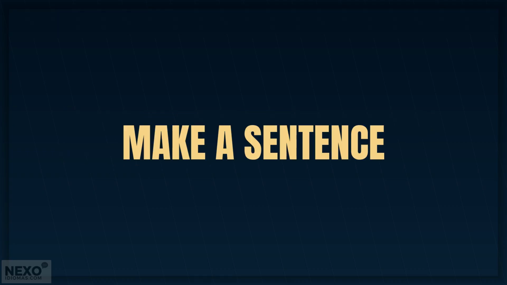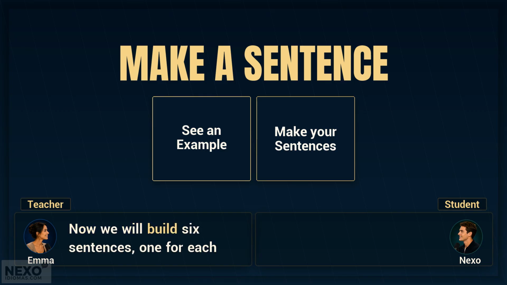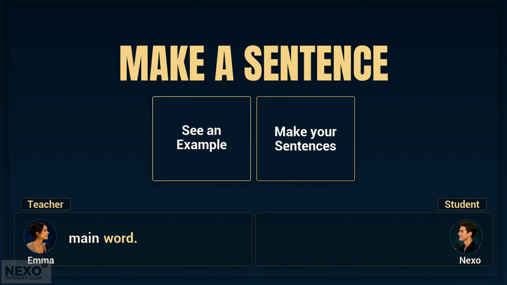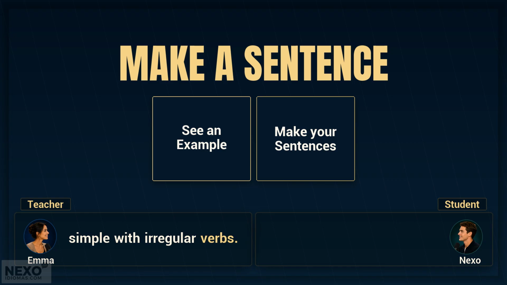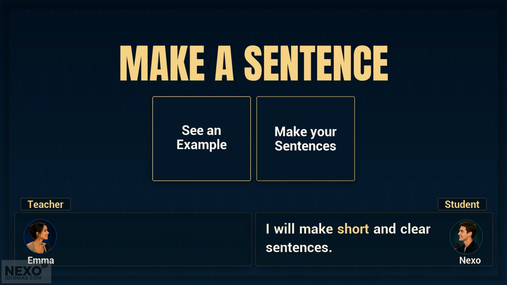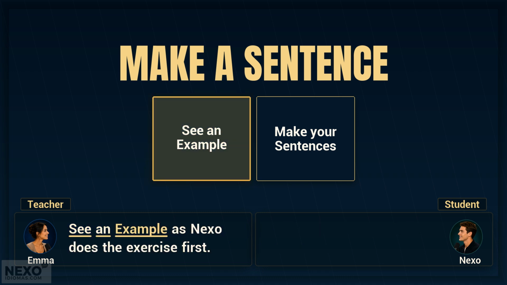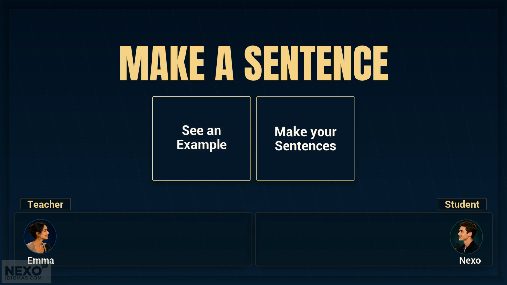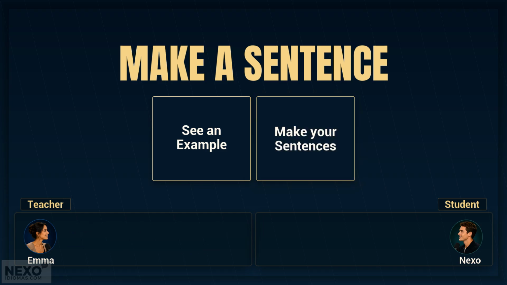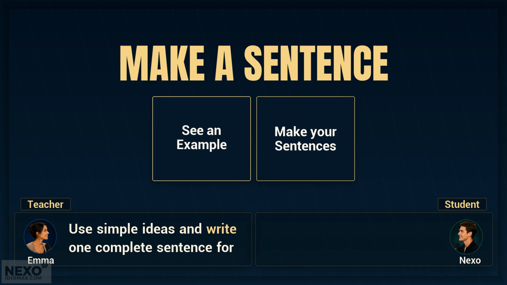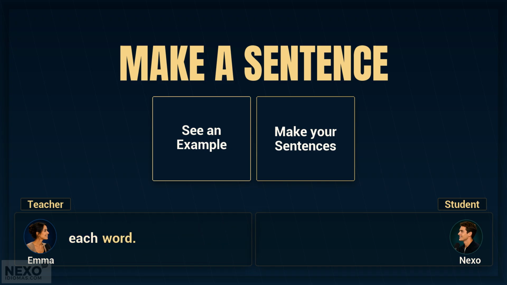Make a sentence. Now, we will build 6 sentences, one for each main word. You can use 20 helper words and try the past simple with irregular verbs. I will make short and clear sentences. See an example as Nexo does the exercise first. Make your sentences with the main words and the helper words. Use simple ideas and write one complete sentence for each word. Nexo, are you ready? Yes, I am ready to write.